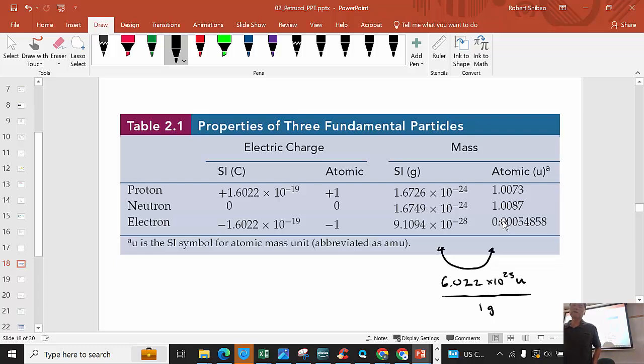And the conversion factor came from the definition of the mole, M-O-L-E, the mole. So we'll talk about that later.